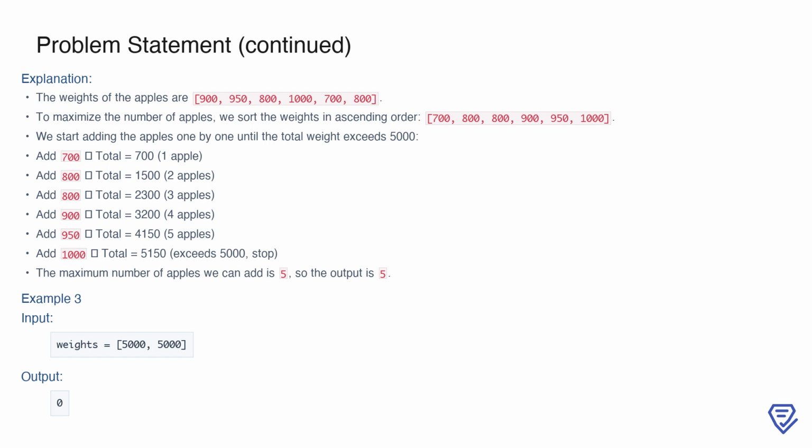Adding 700 brings the total to 700, then adding 800 raises it to 1500. Adding another 800 makes it 2,300, and including 900 brings the total to 3,200. Adding 950 takes the total to 4,150. At this point, adding the next apple, which weighs 1,000, would bring the total to 5,150, which exceeds the weight limit of 5,000. Therefore, we stop here, and the maximum number of apples we can fit is 5. As a result, the output is 5.